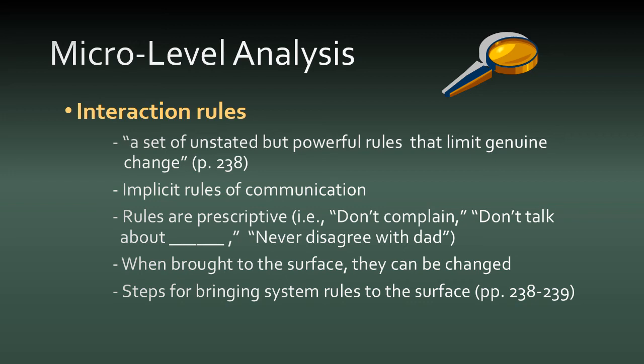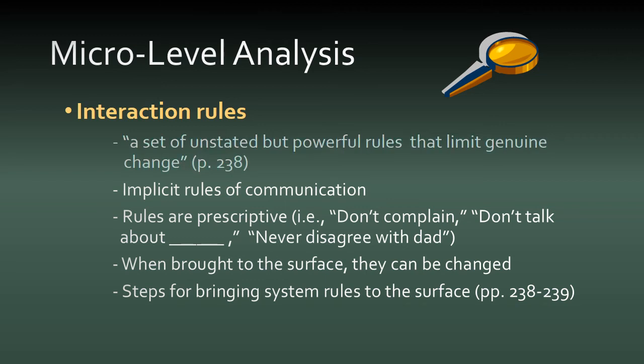In order to most effectively analyze conflicts, we need descriptions of the smaller details in addition to overall system views. So in addition to the wide lens view, we need a smaller lens view to see how interactions contribute to system dynamics. In this micro-level analysis, there are two approaches: micro-events and interaction rules. Let's start with interaction rules.